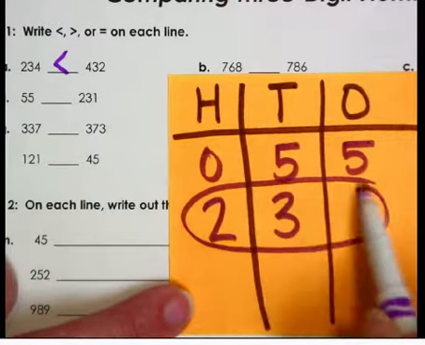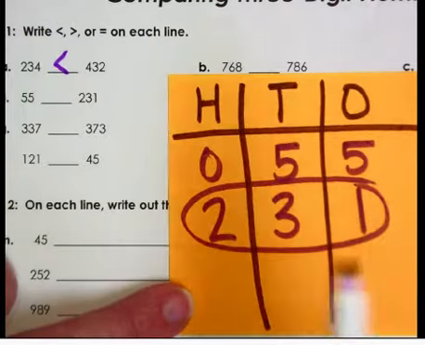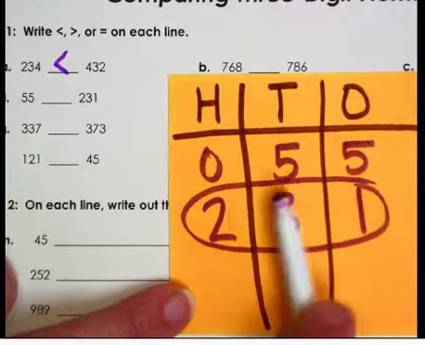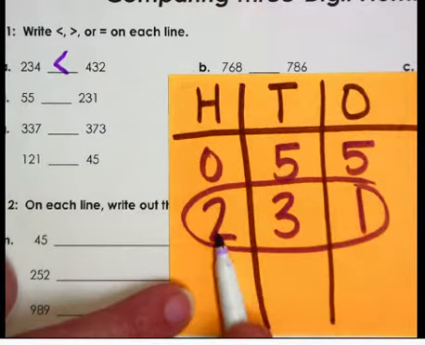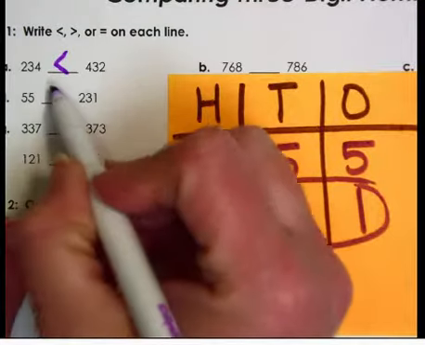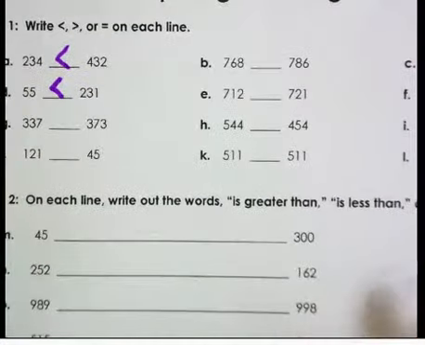Absolutely. You cannot compare the 2 to the 5. That's two totally different things. Because think about it. Would you rather have $200 or $50? Most definitely 2. Even though 2 is a smaller number, the place that it's in makes its value 200. So our sign would go there. Okay. So that's how you're going to do the top section. Okay. Take your time and work through those.